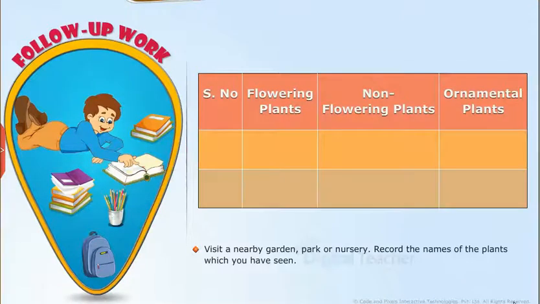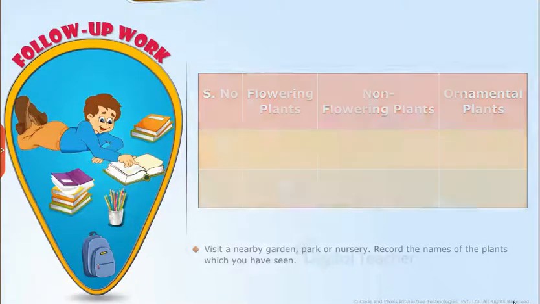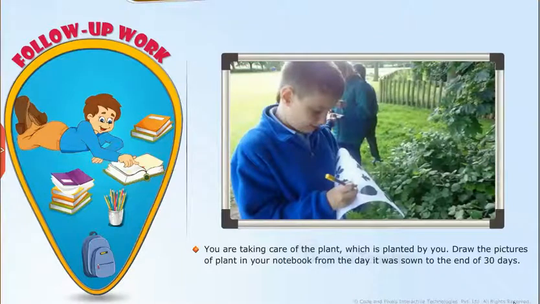Visit a nearby garden, park or nursery. Record the names of the plants which you have seen. You are taking care of the plant which is planted by you. Draw the pictures of plant in your notebook from the day it was sown to the end of 30 days.